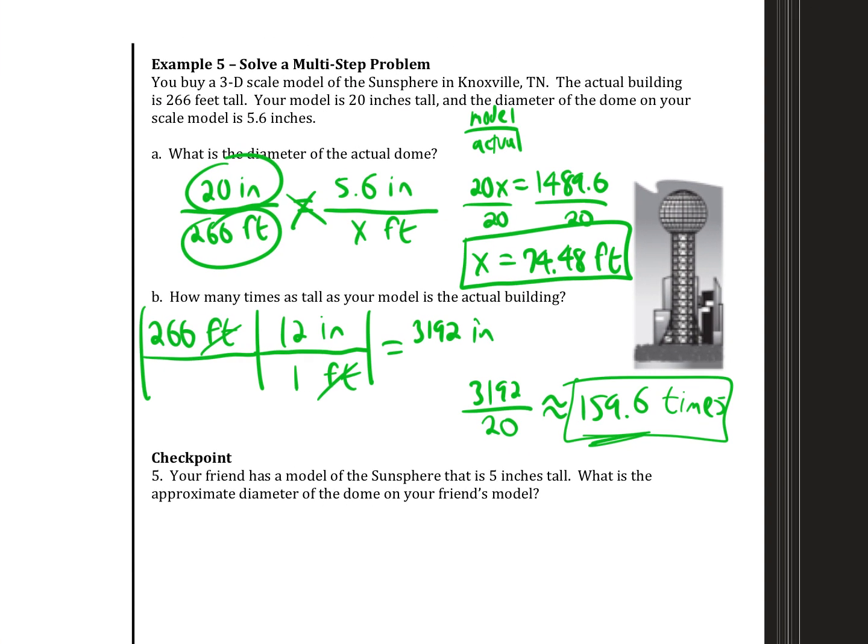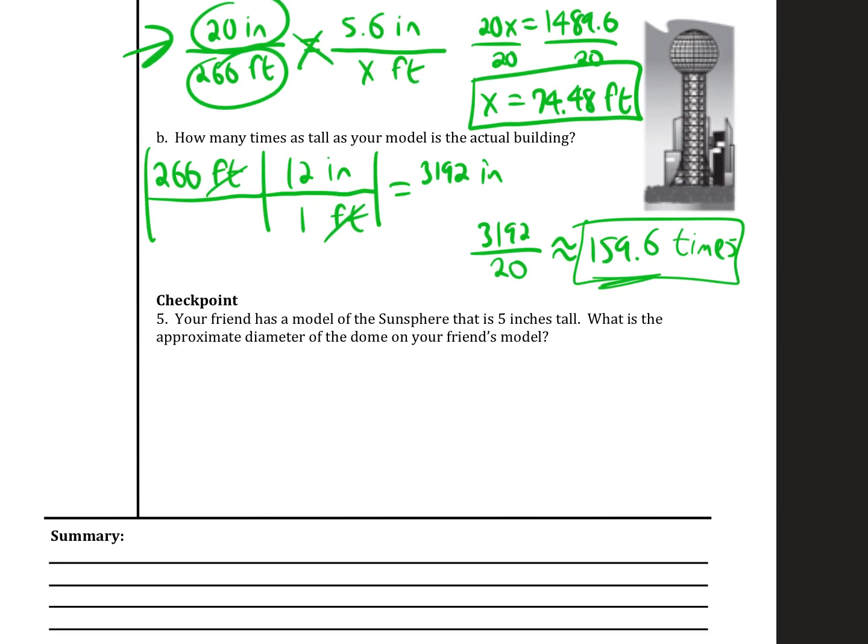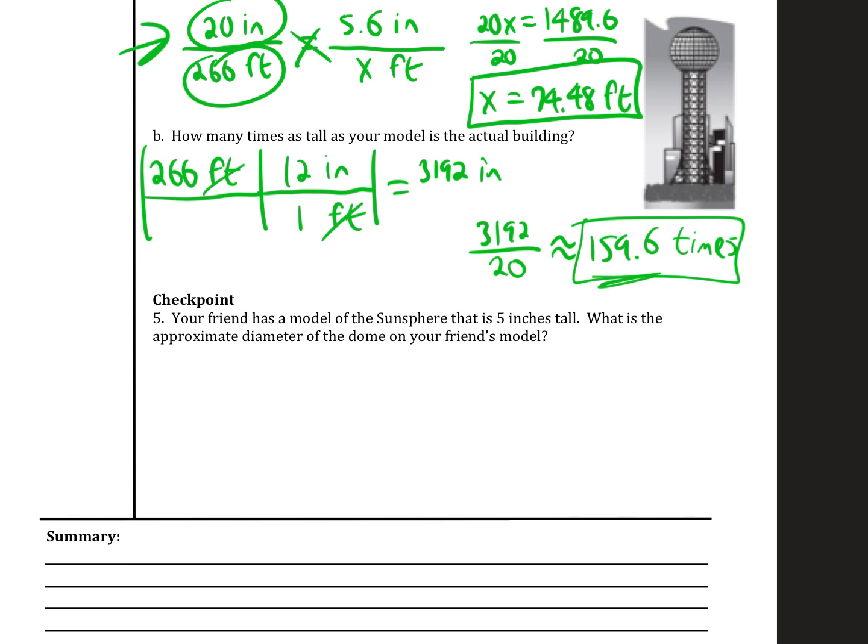All right, sounds good. Okay, do you have checkpoint 5 as the last example? It is very similar to what we did for example A, except now we're going to have a 5-inch tall model. So why don't you guys pause the video to see how you do. All right, so your friend has a model of some sphere that's 5 inches tall. What is the approximate diameter of the dome on your friend's model?